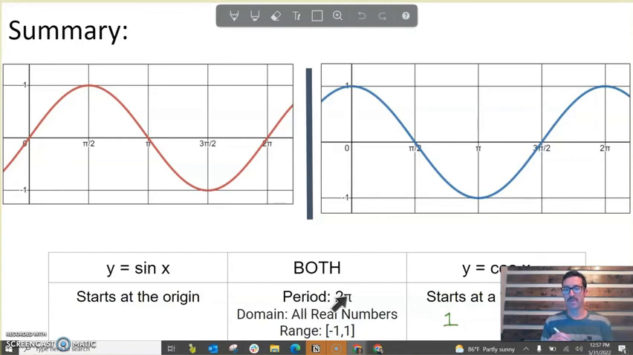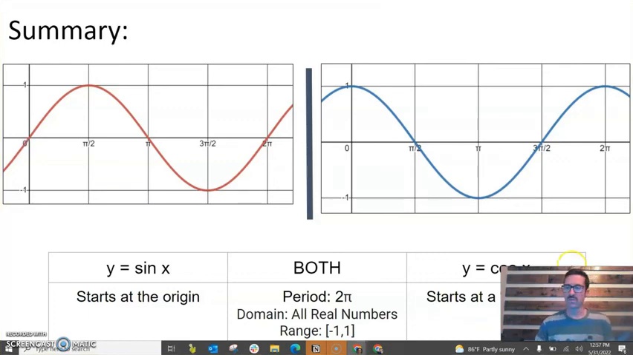From there, what's true about both of them is they both have a period of 2 pi. The domain for both is all real numbers, and the range goes from negative 1 to 1. The only difference is where they start. Here's how you can remember it. You ready? This is going to be stupid, but you'll remember it forever. Sine starts at 0. I know it's not quite alliteration or consonants or whatever, but sine starts at 0.